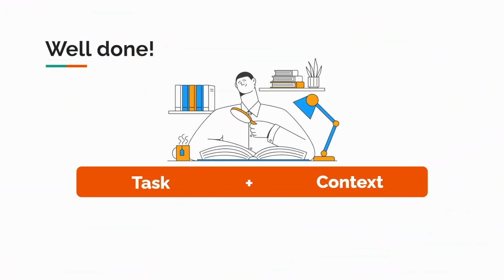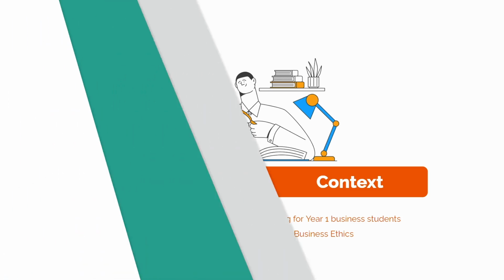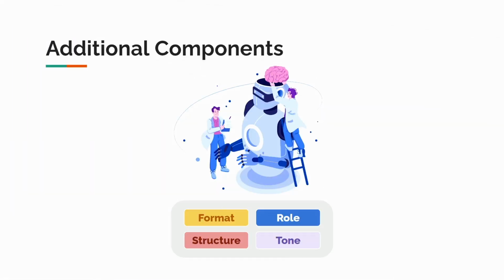So now, you have a foundation for writing prompts. For example, suggest a course outline of Python programming for Year 1 business students. Or draft an email to invite a famous CEO for a talk on business ethics. To precisely generate a desired outcome, you can incorporate additional components to improve your prompts.